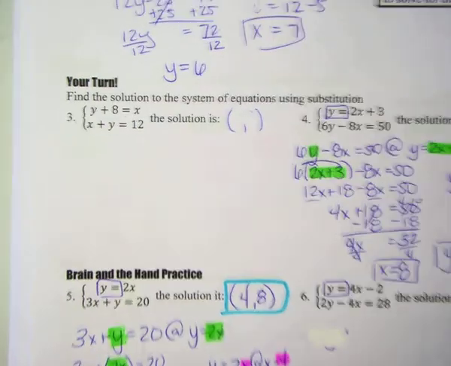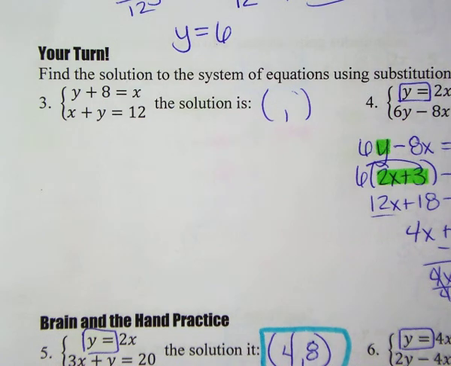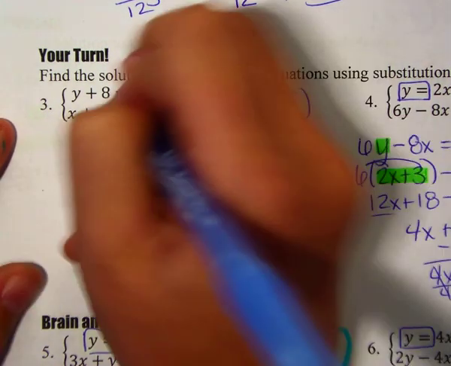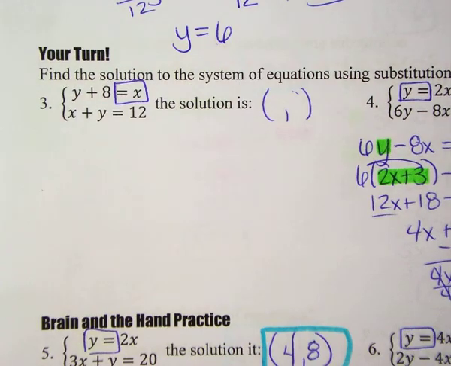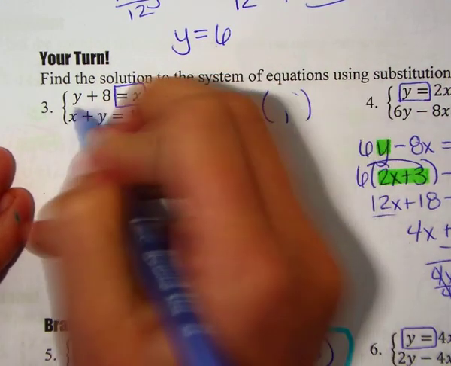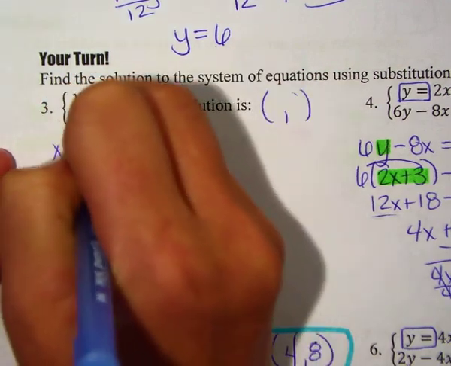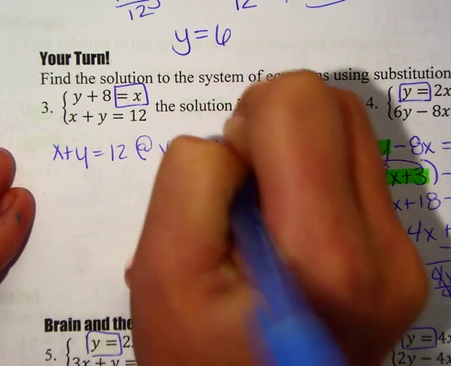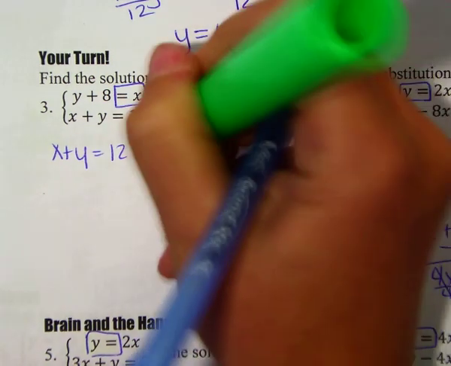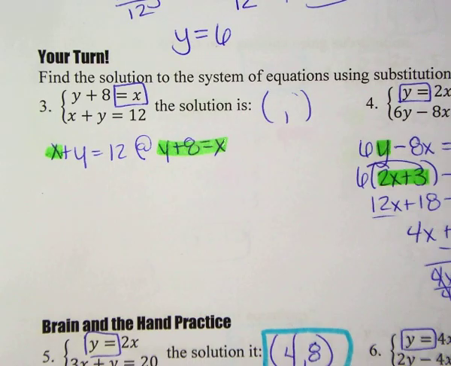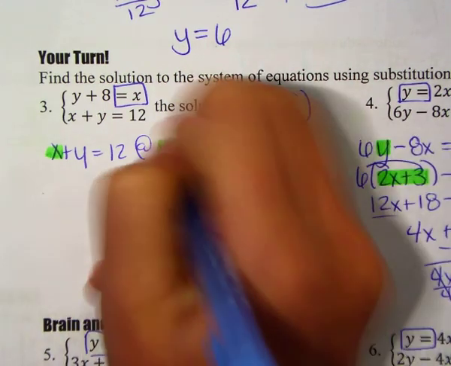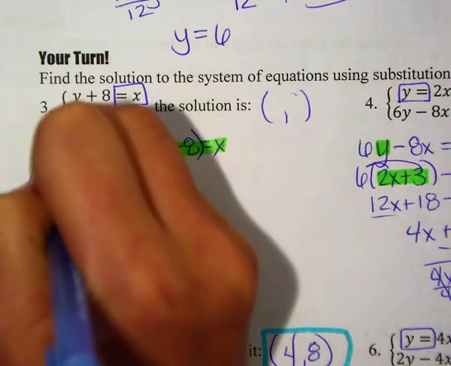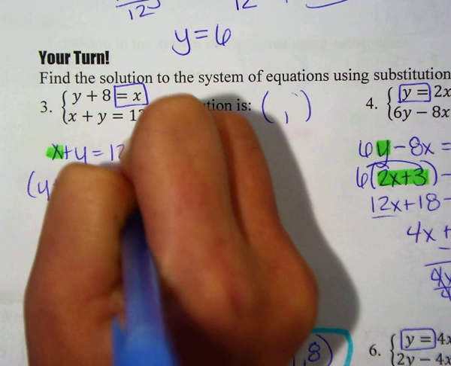Let me go ahead and do this one right here. It says find the solution using substitution. So again, step 1 says to find the variable that's by itself. It's going to be this x equals. It's kind of different, but it's still x equals. Now I'm going to substitute this expression into this equation. And again, since x is the variable that's by itself, I'm going to substitute that in everywhere that I see an x. So this will be y plus 8 plus y equals 12.